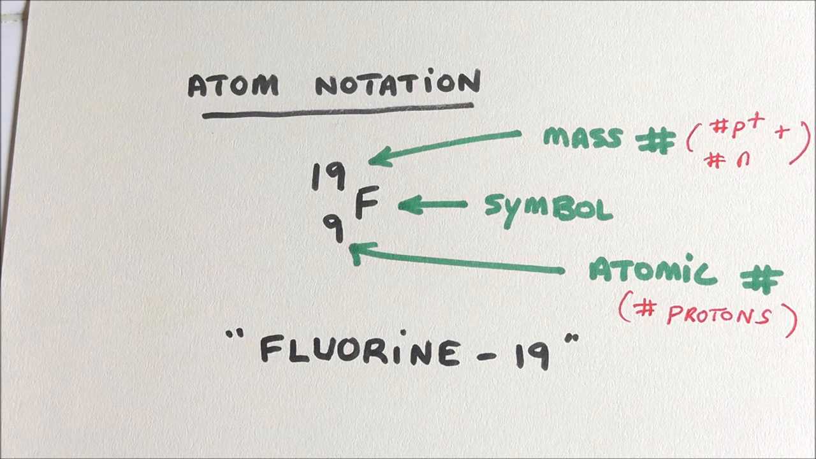And then when we talk about an atom in writing, we give it the name of the element, and then we put a number after it. So we say fluorine 19, or carbon 14, or hydrogen 2, but sometimes those get nicknames like deuterium.